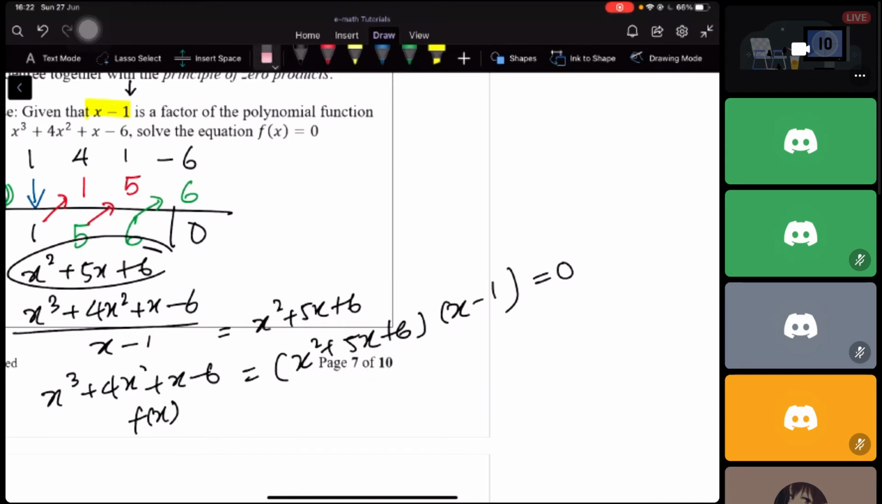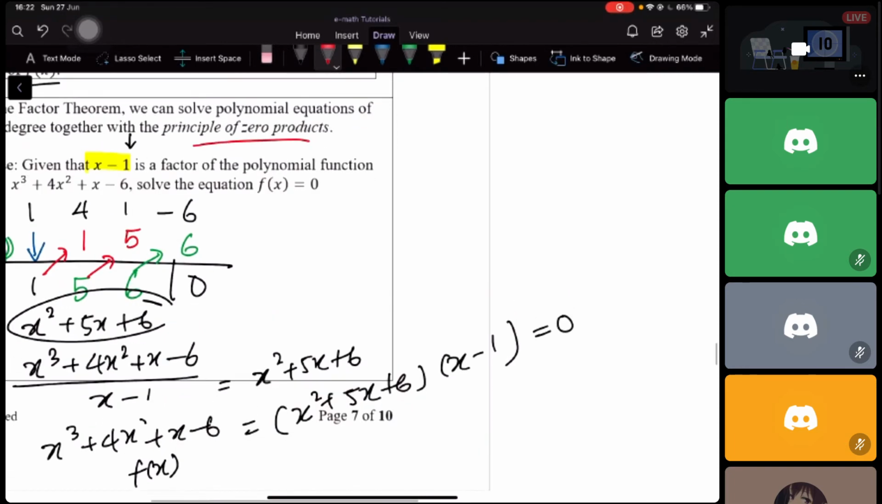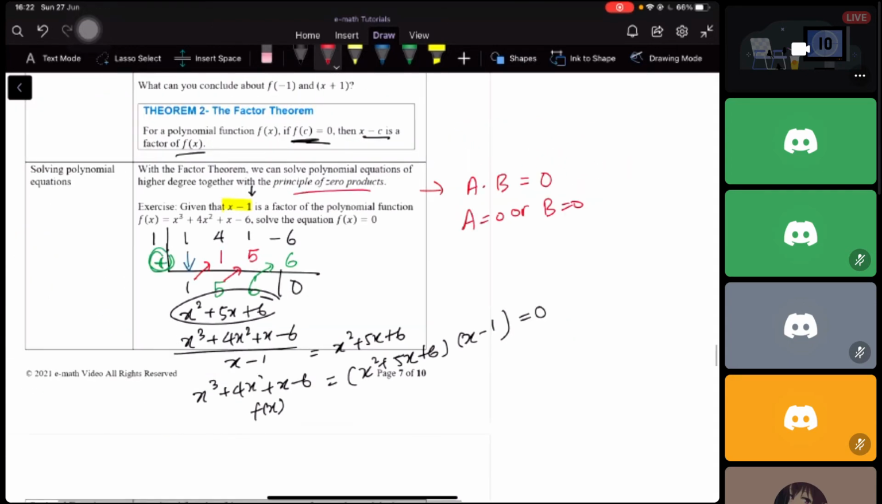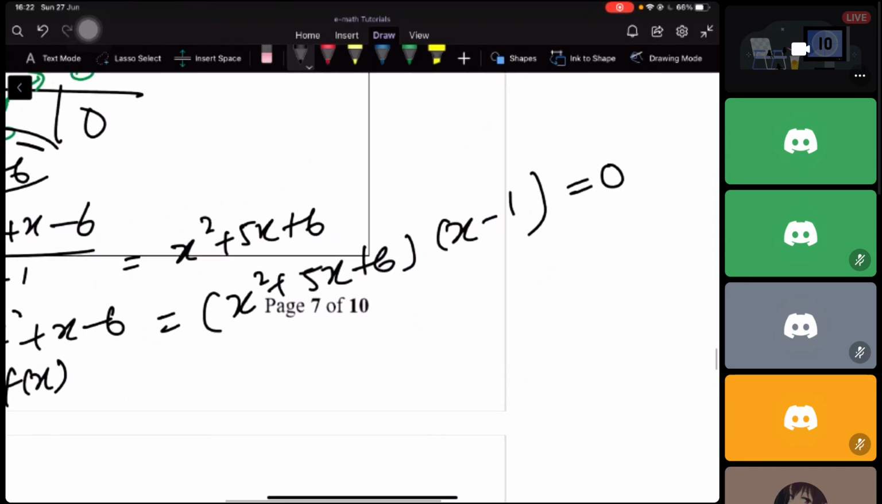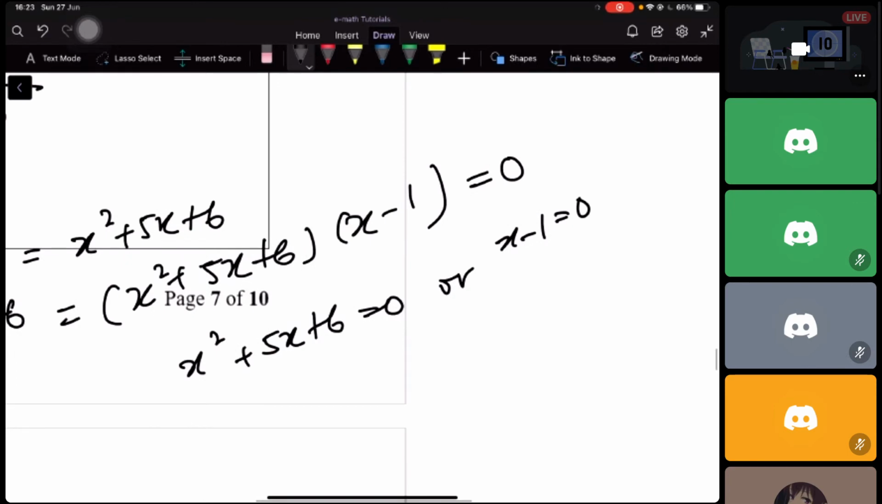Yes. By the principle of zero products, you see, sounds so elegant. The principle of zero products basically says that if you have a times b equals 0, then a equals 0 or b equals 0, just like how you solve your quadratic equation just now. So this will just be x squared plus 5x plus 6 equals 0, or x minus 1 equals 0. Then you know how to solve this quadratic equation, isn't it?